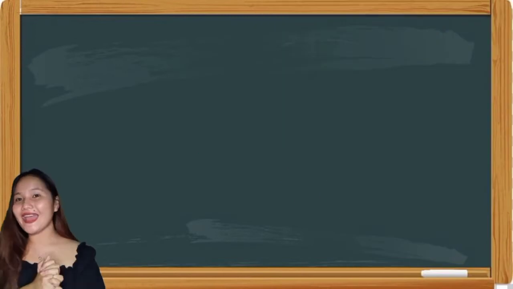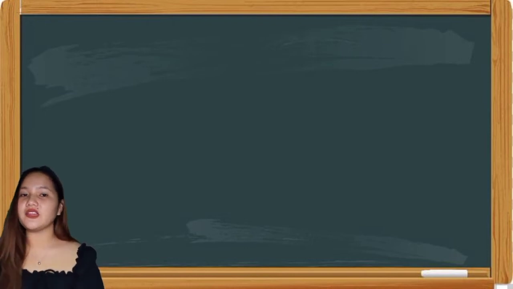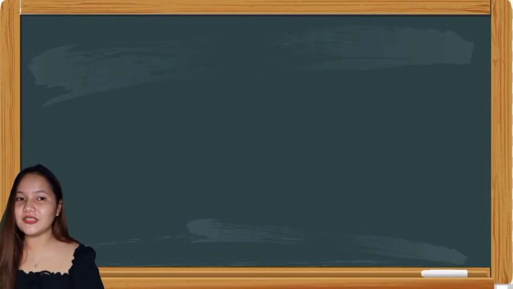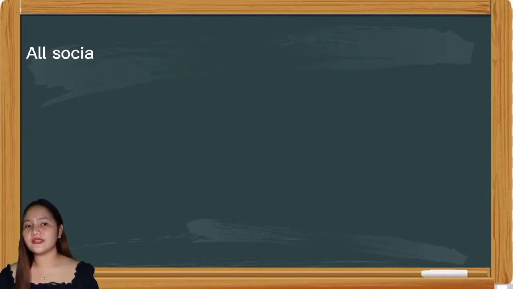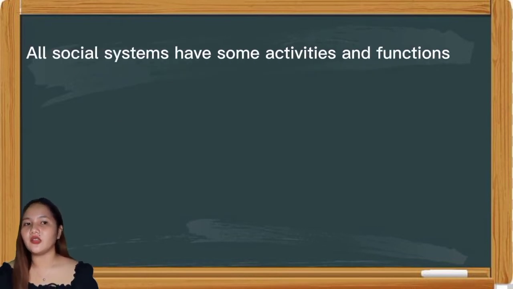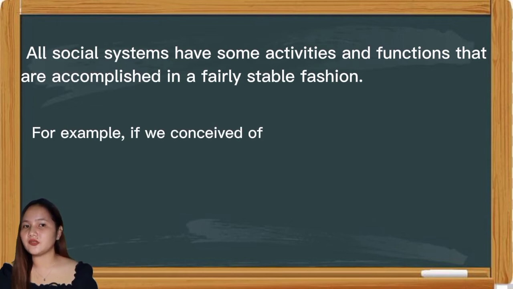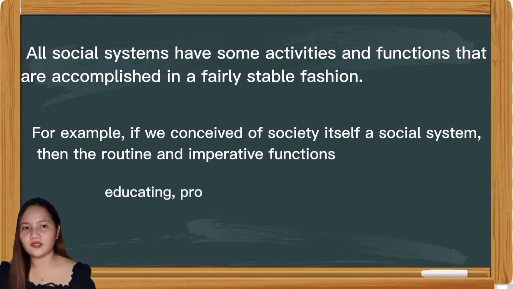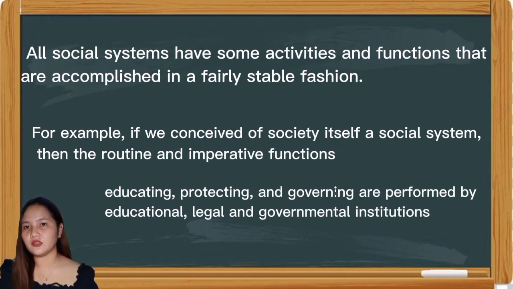Hi, I'm Rachel Diaz and welcome to Lesson 2, which is the continuation of the previous lesson. I assume that you already understood the basic concepts and assumptions of social system, and also the social system model. Because in this lesson, you're going to identify some key elements of school as a social system. All social systems have some activities and functions that are accomplished in a fairly stable fashion. For example, if we conceive of society itself as a social system, then the routine and imperative functions of educating, protecting, and governing are performed by educational, legal, and governmental institutions.